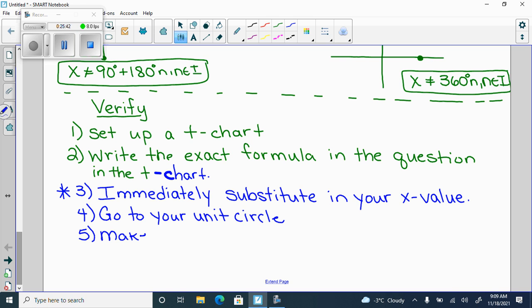Make left side equal right side. And then you're done. Now, the reason why number 3 is to immediately substitute in is because you guys will write the formula and then you'll start changing things. You'll see a tan and you're like, oh, that's sine over cos. No, you're not allowed to do that. If you see a tan, it's a tan, and then you write tan of 30 or whatever it is.